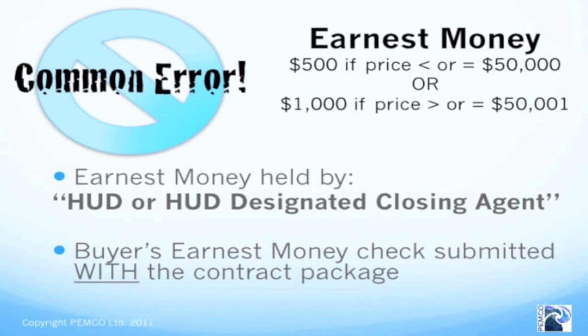The third blank is asking who will be holding the earnest money. If not auto-populated, this line should be filled in by you with the phrase HUD or HUD designated closing agent. For those who are not aware, you will be submitting your buyer's earnest money check with the package. PEMCO will then send it to the closing agent to manage.